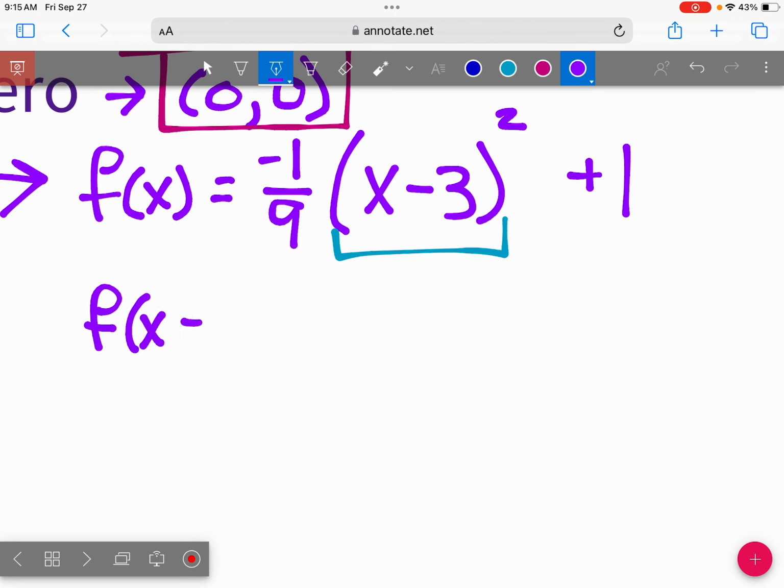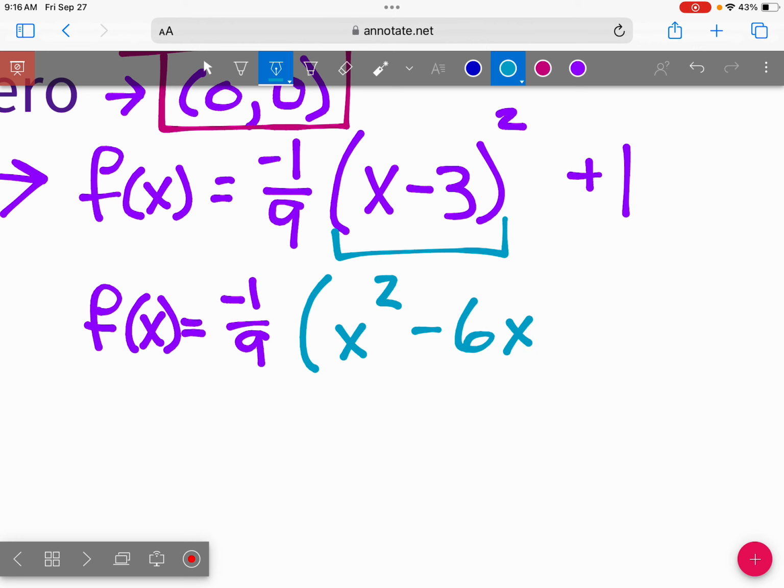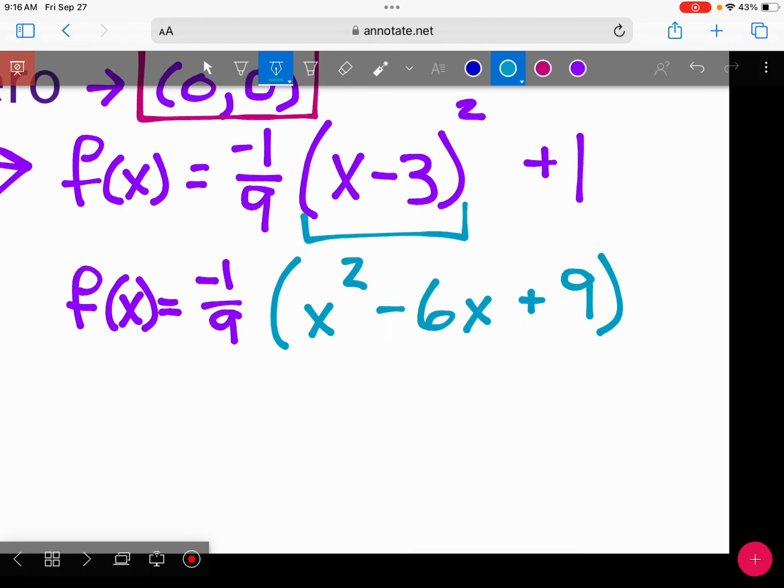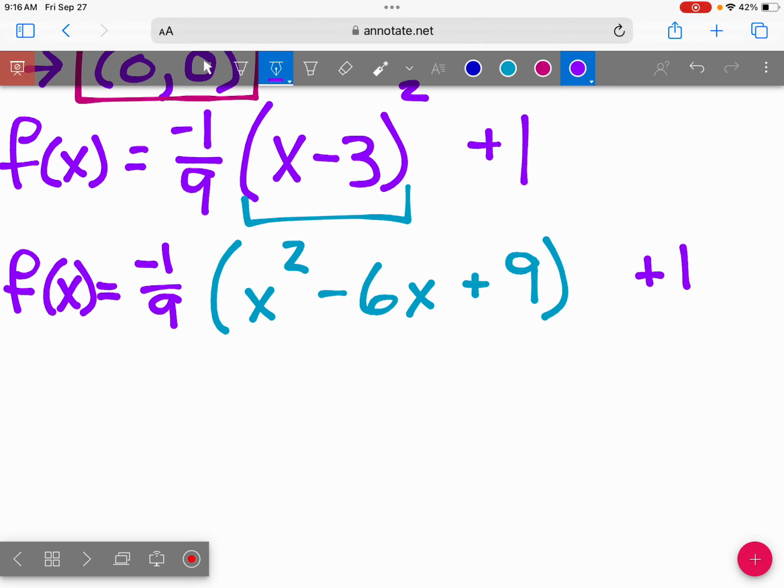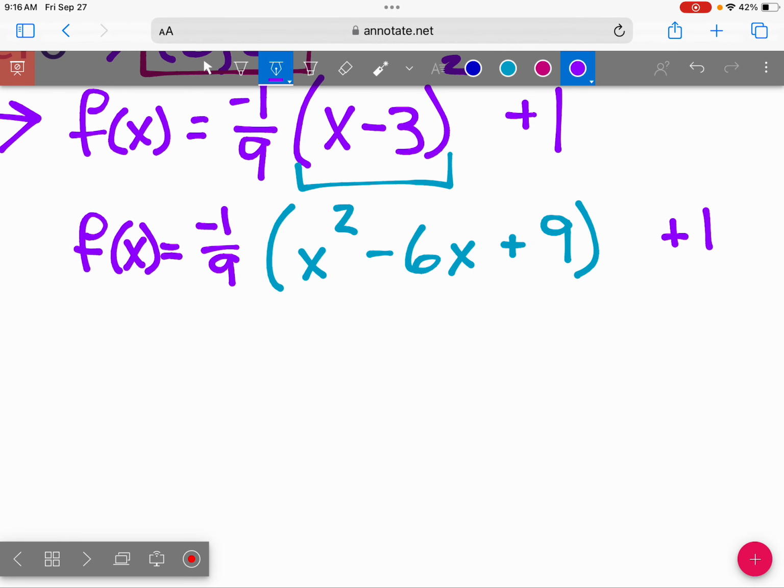So f of x equals our negative 1/9 times x minus 3 squared, which is going to give us what? X squared minus 6x plus 9, plus 1. Notice how I kept my x minus 3 squared in parentheses because we also have that multiplication out front. Because now we need to do some distributing, because I need to distribute this negative 1/9 to all three of those pieces.